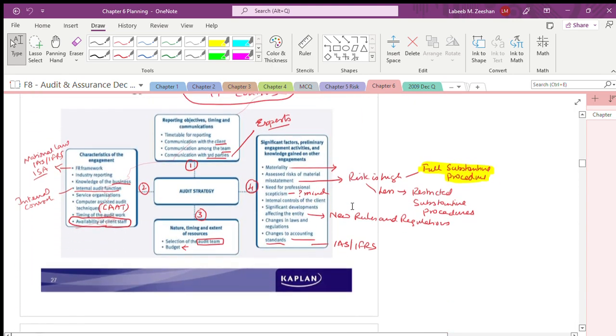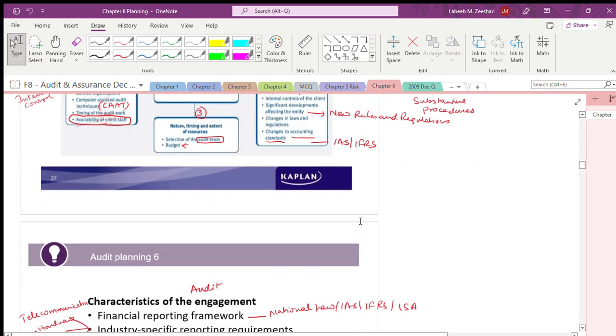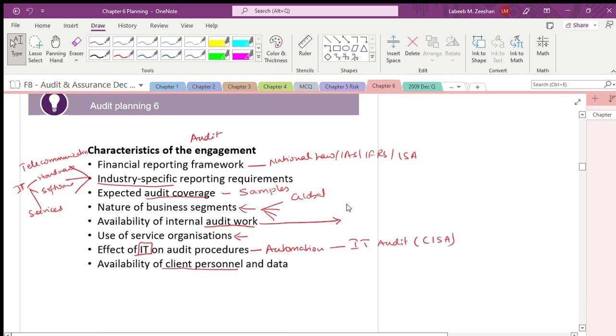We are talking about the audit strategy. What have we done? Reporting objectives, characteristics of the engagement, nature and timing of resources, audit team, and significant factors of preliminary engagement activities. Fine. You have done this, but this is the way revision will be done. We will go through the lecture in substance very briefly and very fast, and then we come to the question and answer. Characteristics of the engagement.